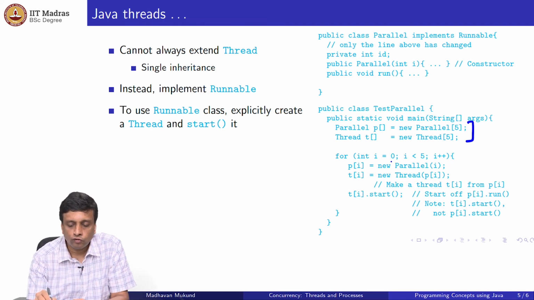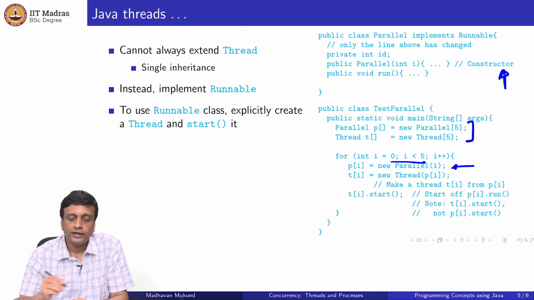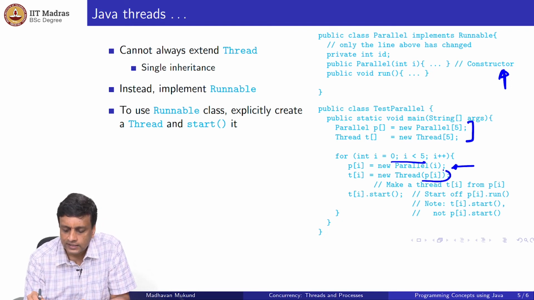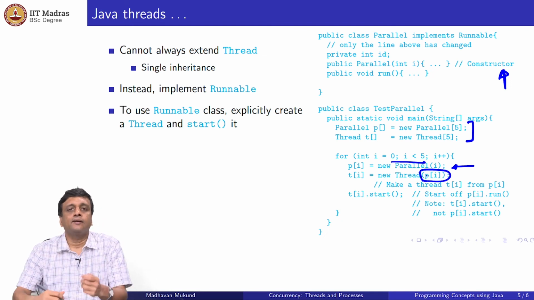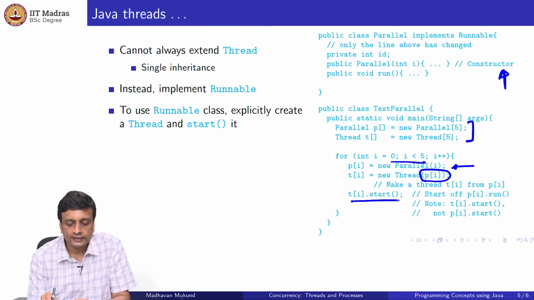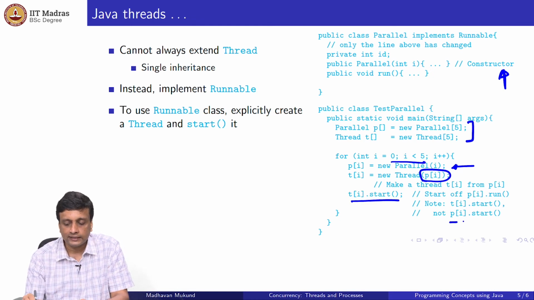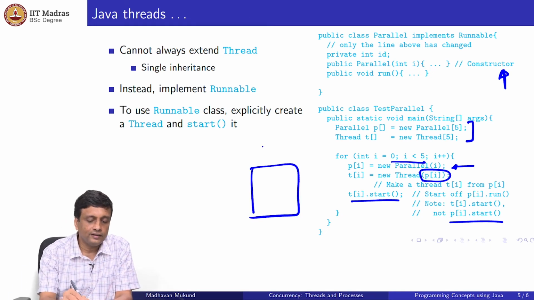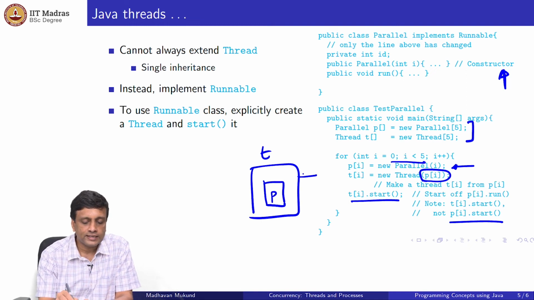So for 0 to 4, what I do is I first create an object of the parallel type. Then I call this thread constructor by passing it this object which implements Runnable. And having done that, I can now start the thread. Now notice that I am starting the thread, I am not starting the parallel object. So I start the thread, so there is a thread T which contains an object P.